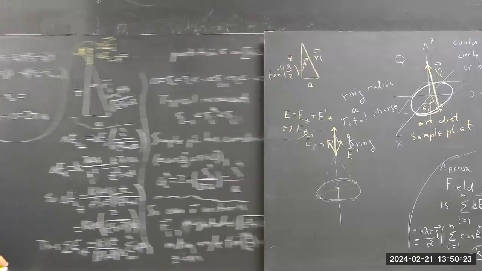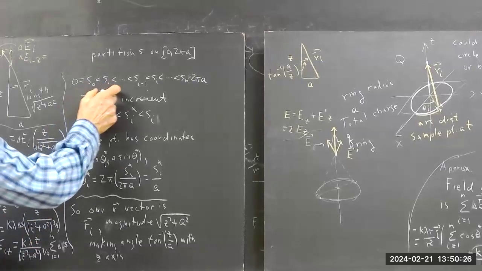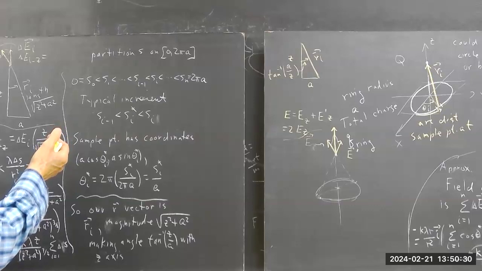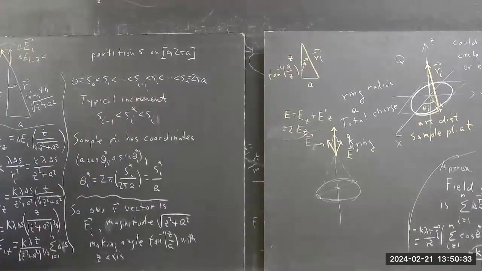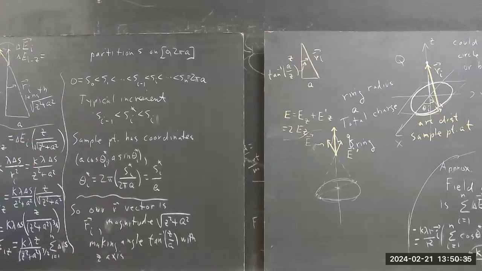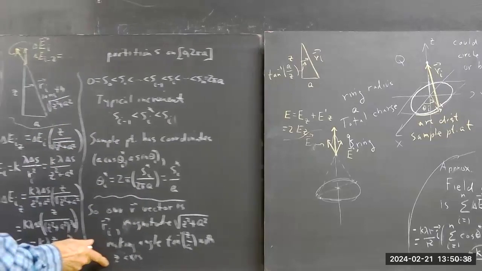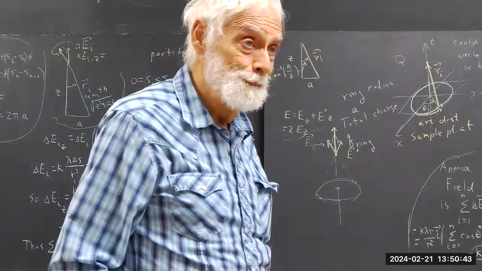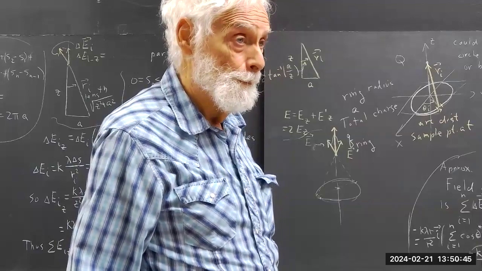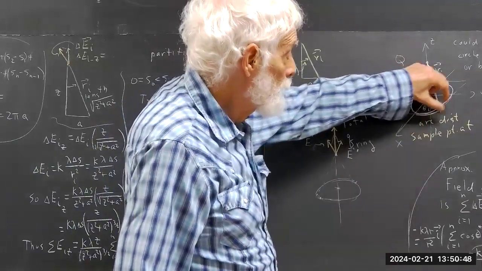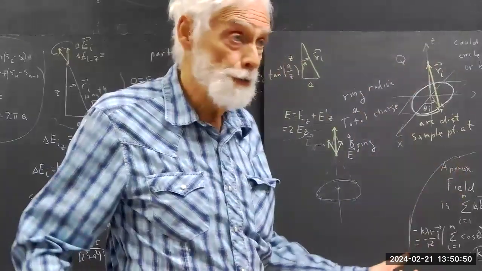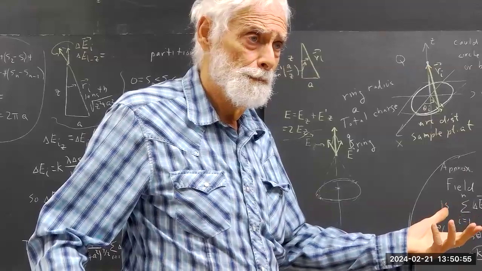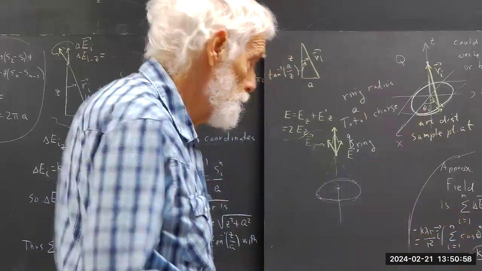Also, if you look at the partition, if I add up all these increments, each one has length delta S, which is 1 over n times 2 pi a, and there are n of them. They all add up to 2 pi a. We're just breaking this thing up into increments, even if they aren't all equal. The sum of the lengths of the increments around the circle is just the circumference of the circle. Make sense? Think about it until it's obvious.